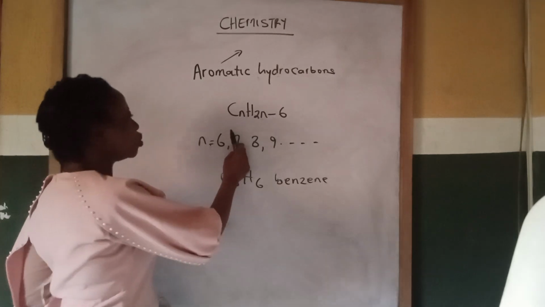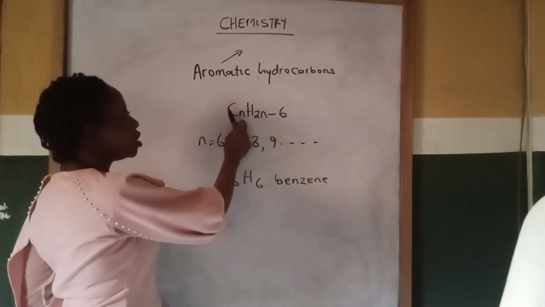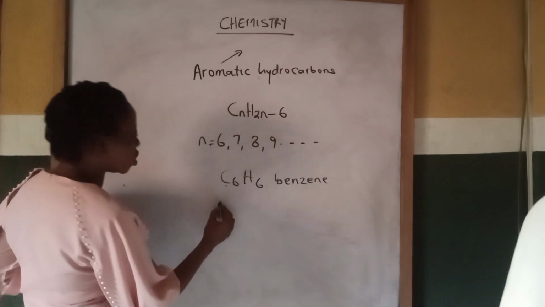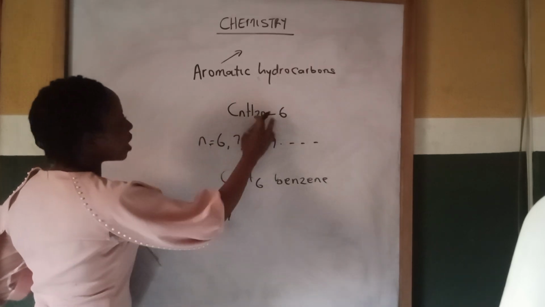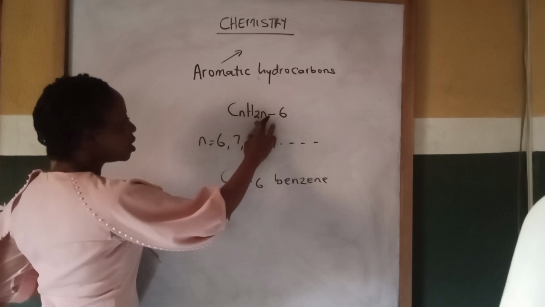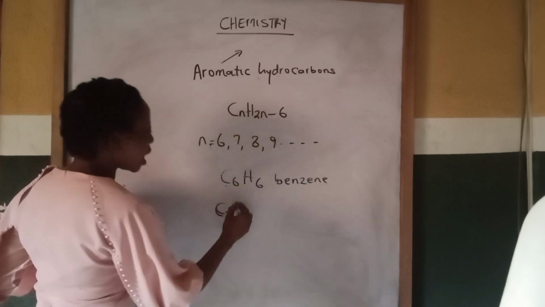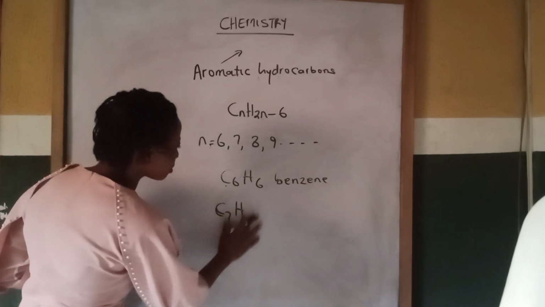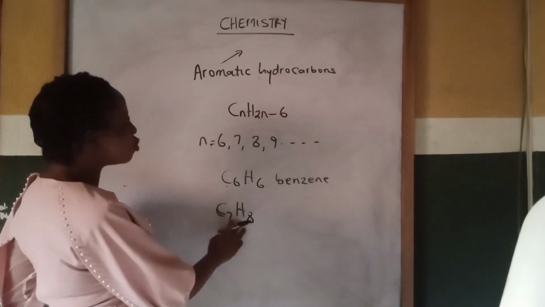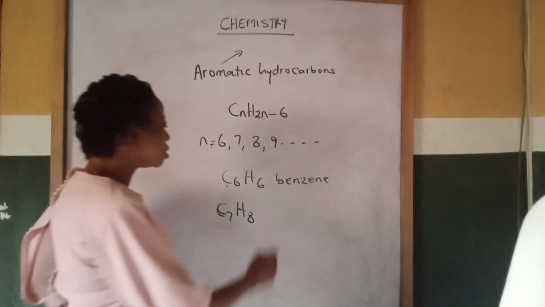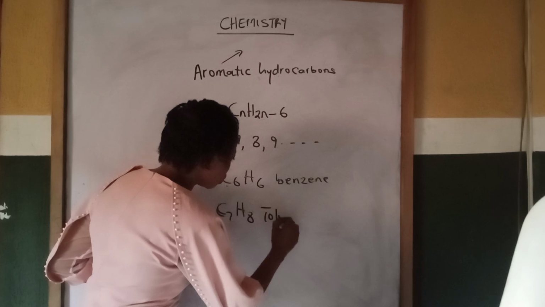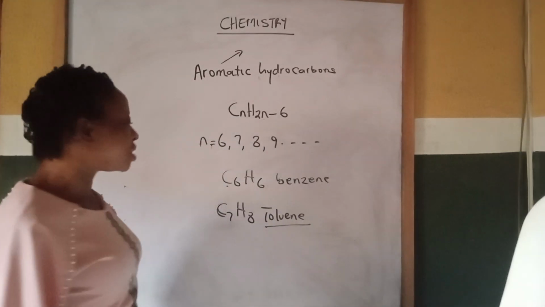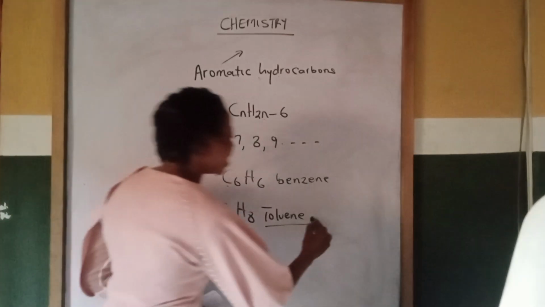When you substitute 7 into this general formula, C gives us C7. Then 2 times 7 is 14, and 14 minus 6 will be 8. So this is the molecular formula for toluene. Toluene is a derivative of benzene, and another name for toluene is methylbenzene.